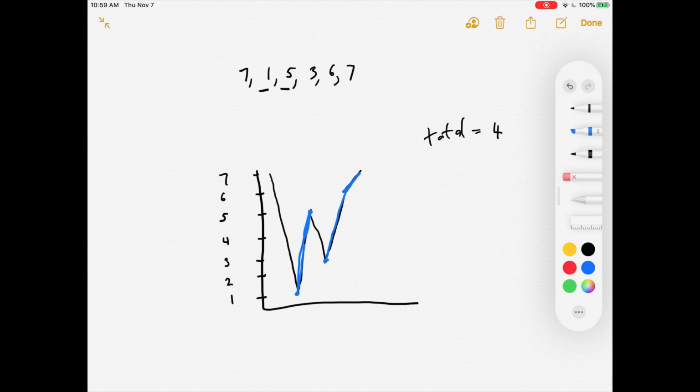Let's move on to the next ones. Is 3 greater than 5? No, so we move on again. Is 6 greater than 3? Yes, so we add that to the total. 3 plus 4 is 7. And finally, is 7 greater than 6? Yes, it is. So we add that difference to the total. 1 plus 7 gives us 8.